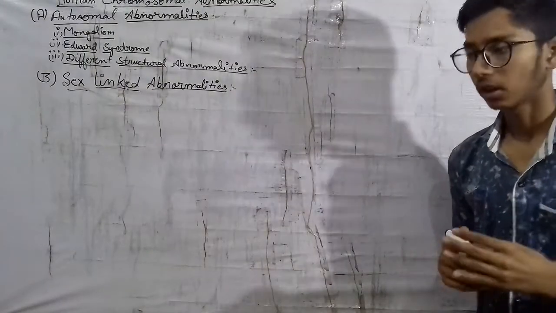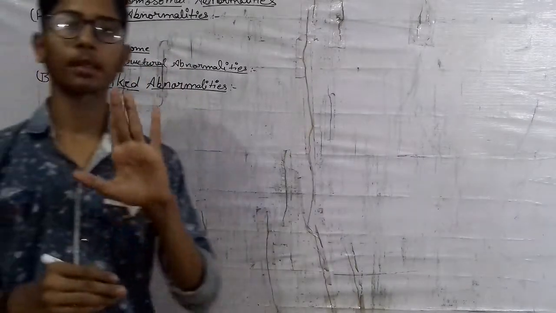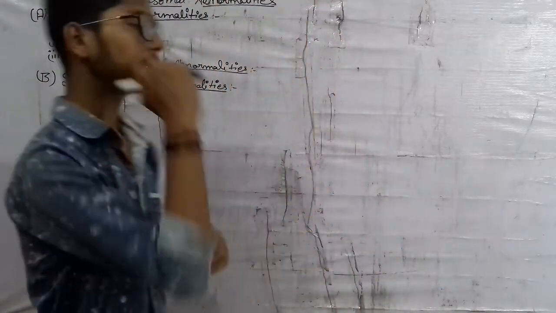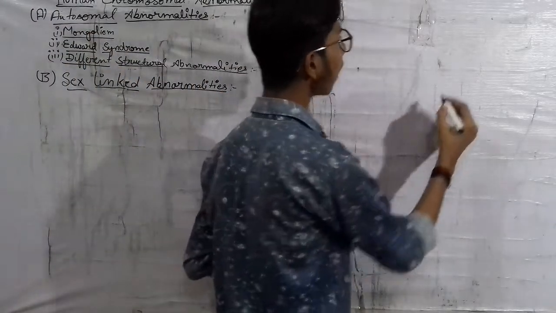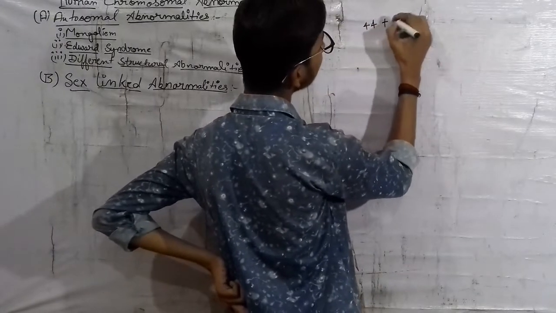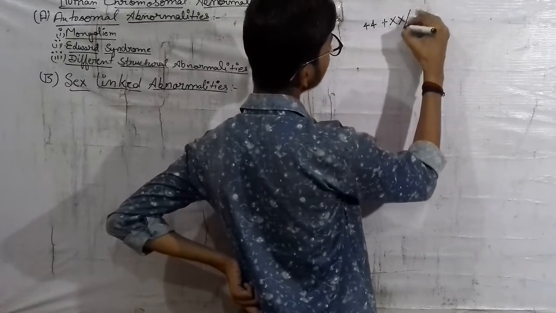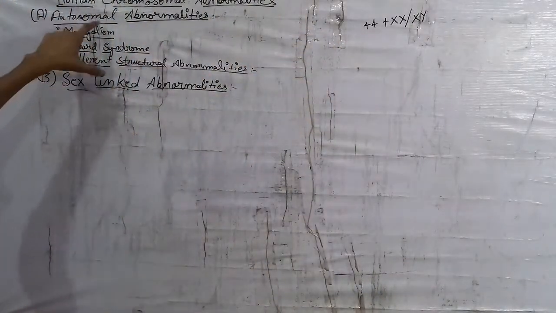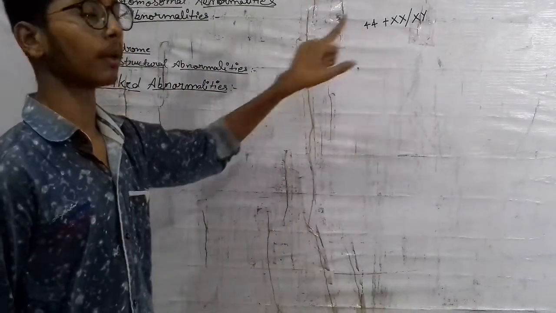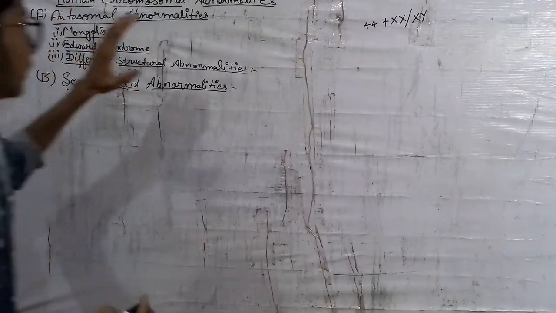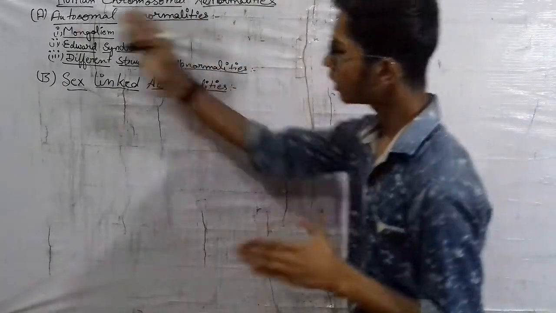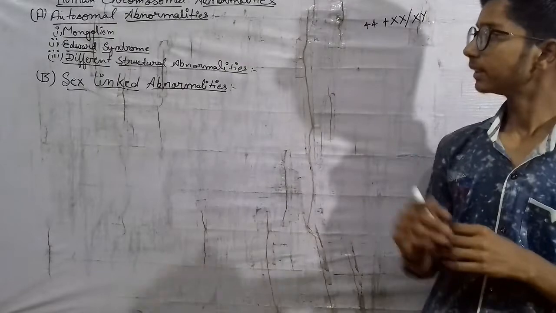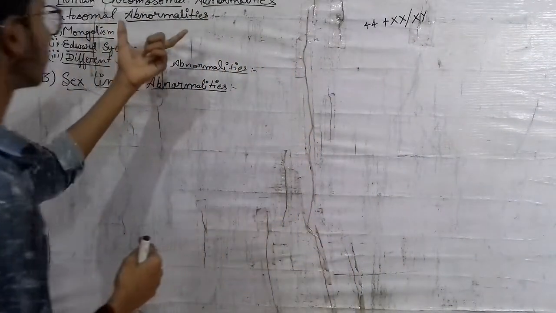In the previous chapter of genetics, we studied autosomes and sex chromosomes. We discussed that there are 44 autosomes plus 2 sex chromosomes. Yes, my dear friends, of these, 44 are autosomes. So autosomal abnormality is only and only found in autosomes. Okay, my dear friends.